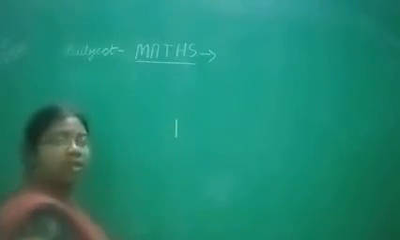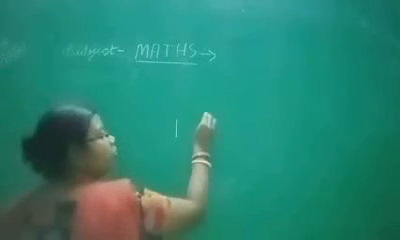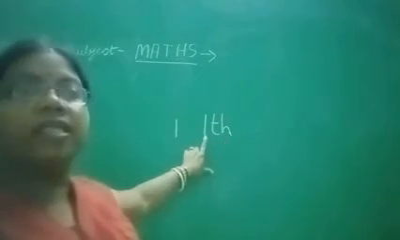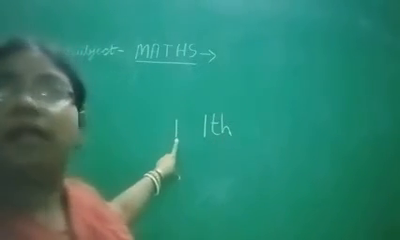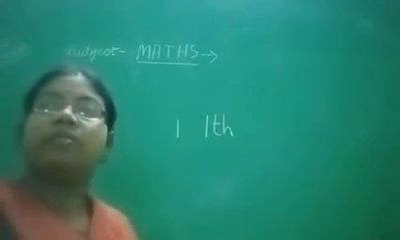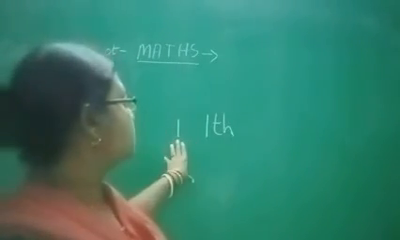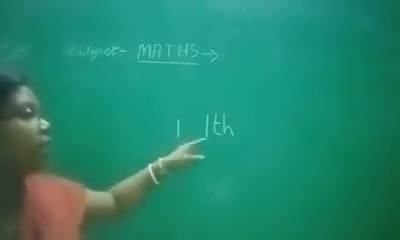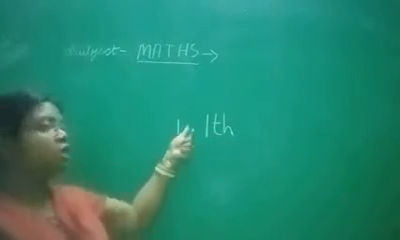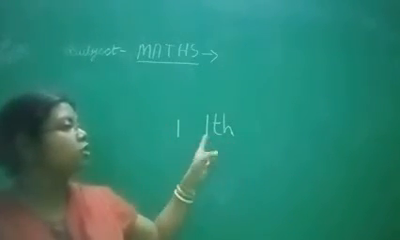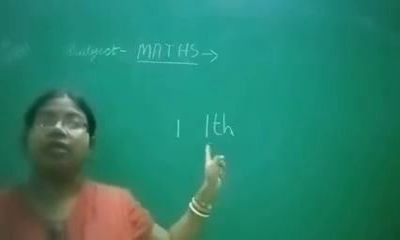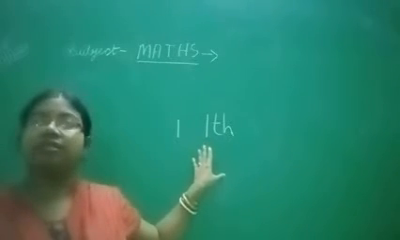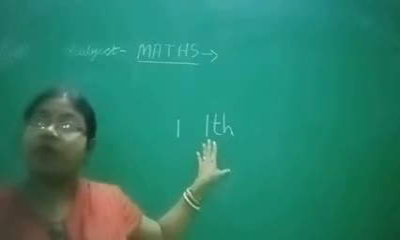See, this is one I have written. In ordinal numbers, we will write like this. This is a simple one, but this is an ordinal number. This is number one, but this is not one. We will not read it as one. It is first. We will read it as first, and this is called an ordinal number.